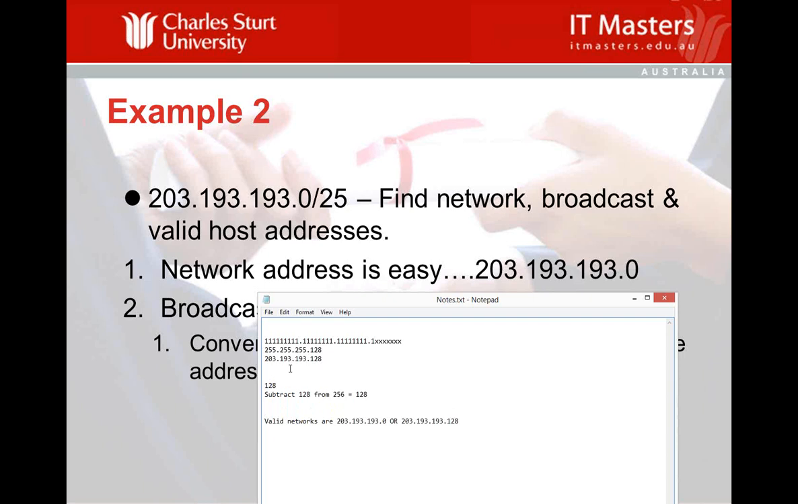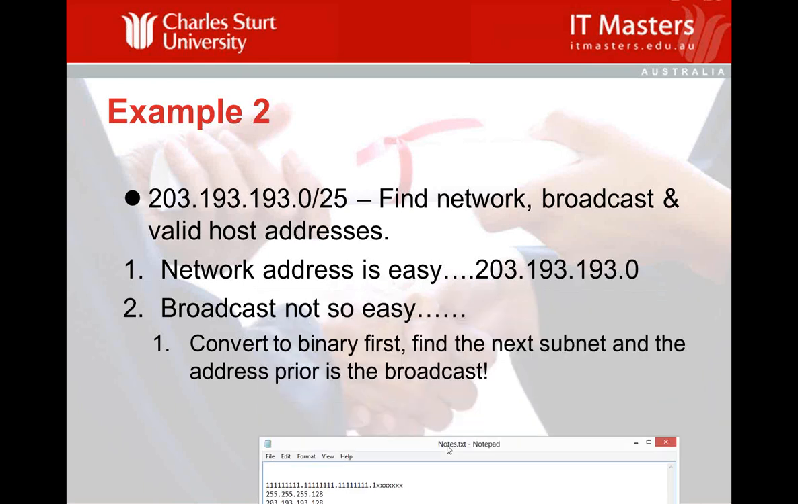Okay, so the first subnet is always zero, always starts at zero. If your subnets are incrementing by 128, then the next subnet is 203.193.193.128. The next subnet would be 203.193.193.256. Oh, hang on a minute. You can't have more than 256. You can't have more than 255, can you? So there are only two valid subnets for that network, 0 and 128. So if we now know that 128 is the next valid network, then the broadcast address must be 203.193.193.127, because the broadcast address is always one less than the next available subnet.